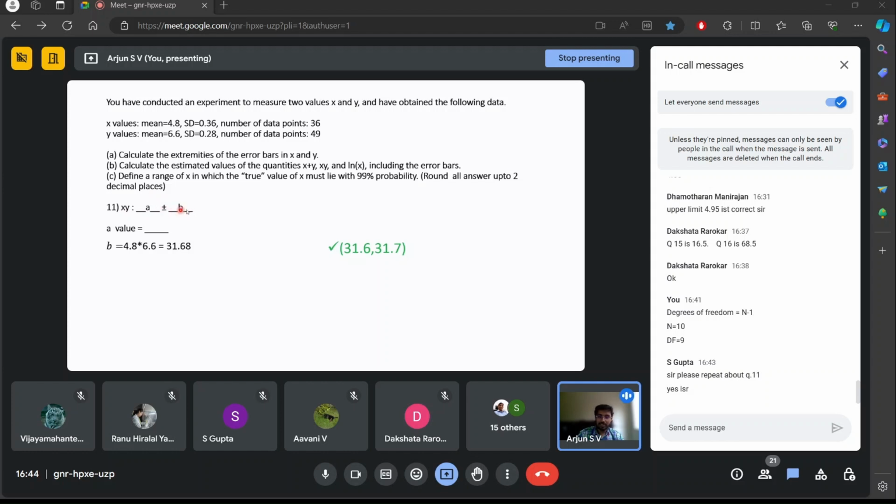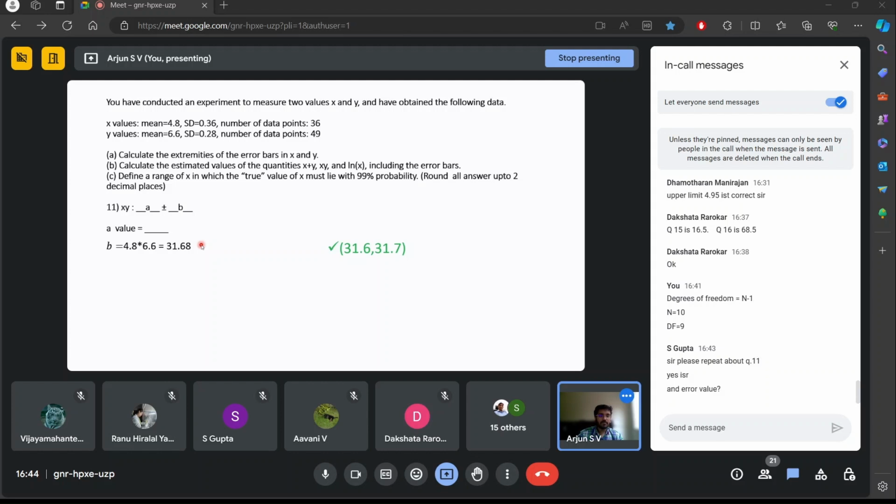In the 11th question, they are asking for the a value, which will be the mean of xy. So you simply multiply the mean of x and the mean of y. So 4.8 times 6.6 will give you 31.68. For the error value, you do the same thing.